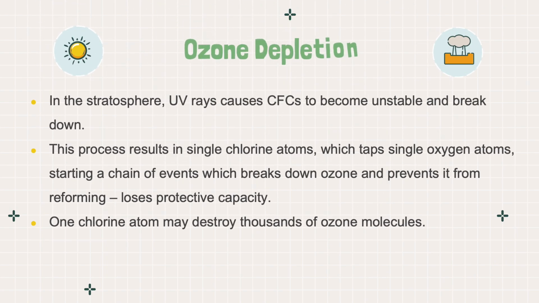But how does this deplete the ozone? What happens is that the UV rays cause the CFCs to break down. Here, the CFCs are broken down into chlorine atoms that attach to the oxygen atoms and cause the ozone to break down. This prevents the ozone from reforming and therefore causes the ozone to lose its protective abilities. Interestingly, one chlorine atom can destroy thousands of ozone molecules. So when more ozone is broken down than is reformed, that is said to be ozone depletion.